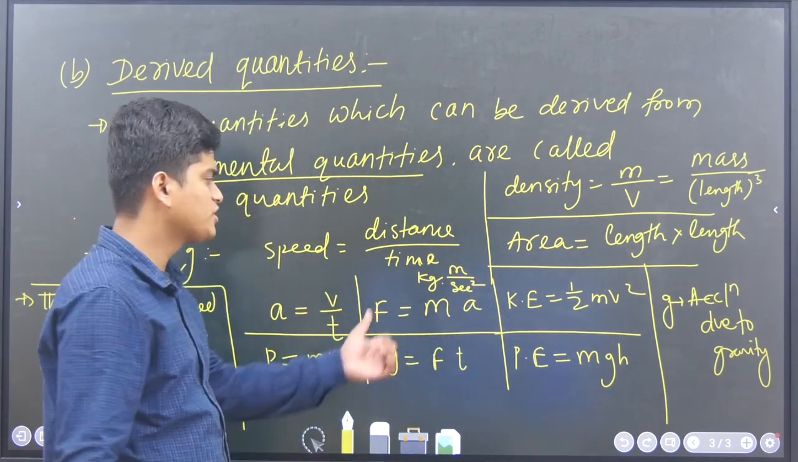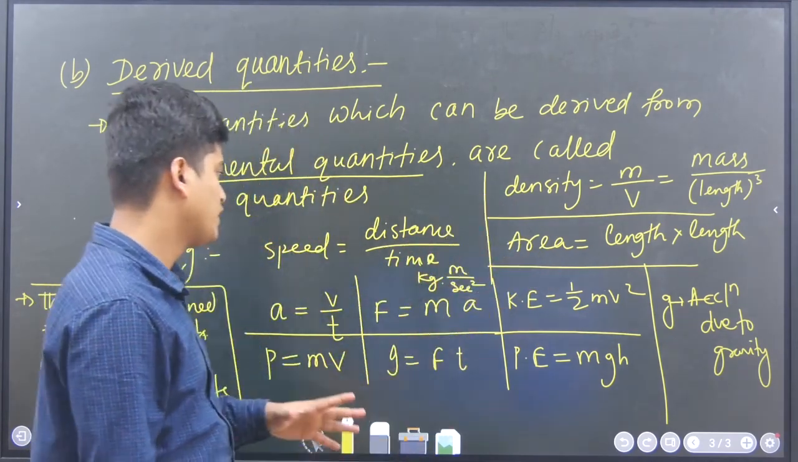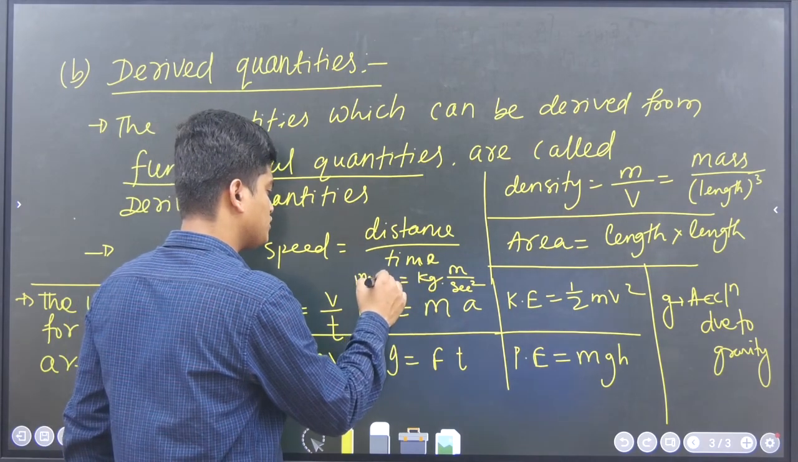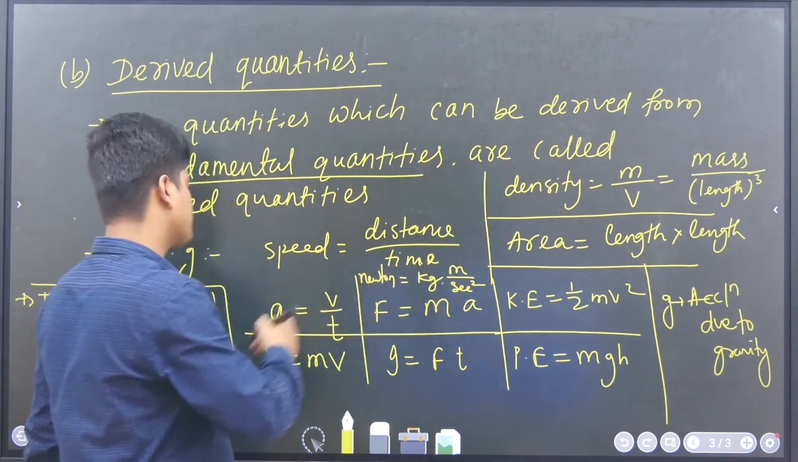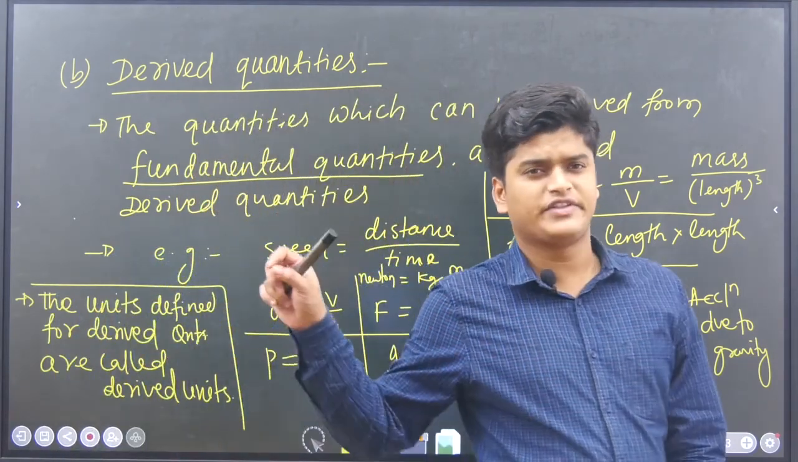So, meter per second square. So, kg into meter per second square is nothing but what? It is a derived unit. This unit is also called Newton. Newton is basically a derived unit in the SI unit system.